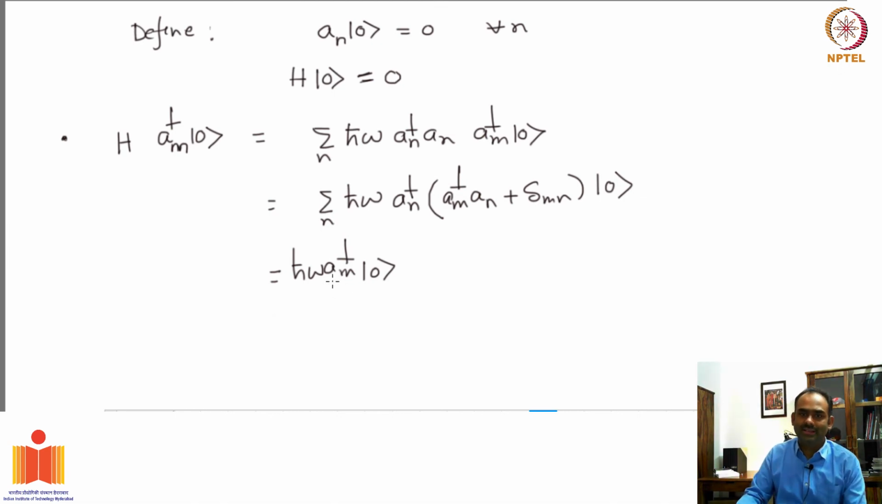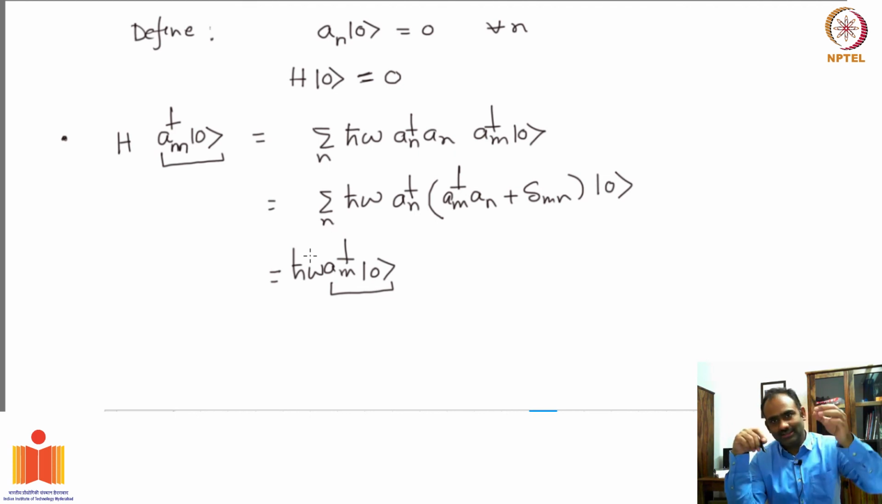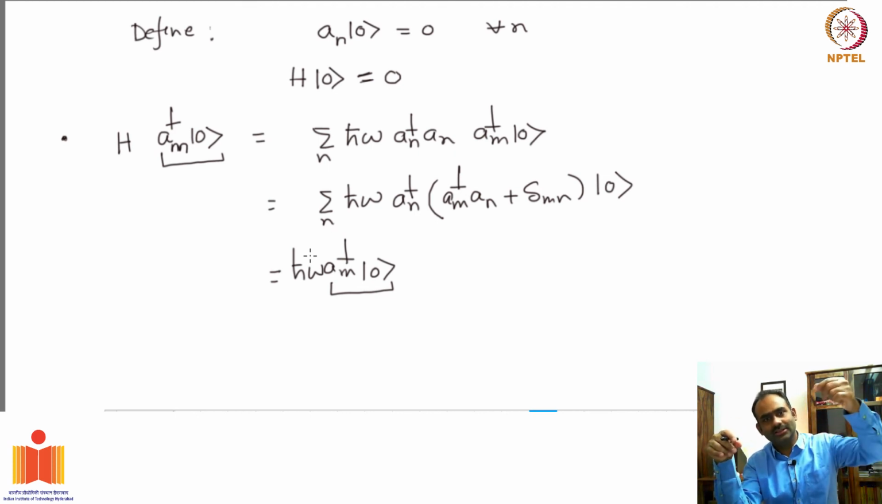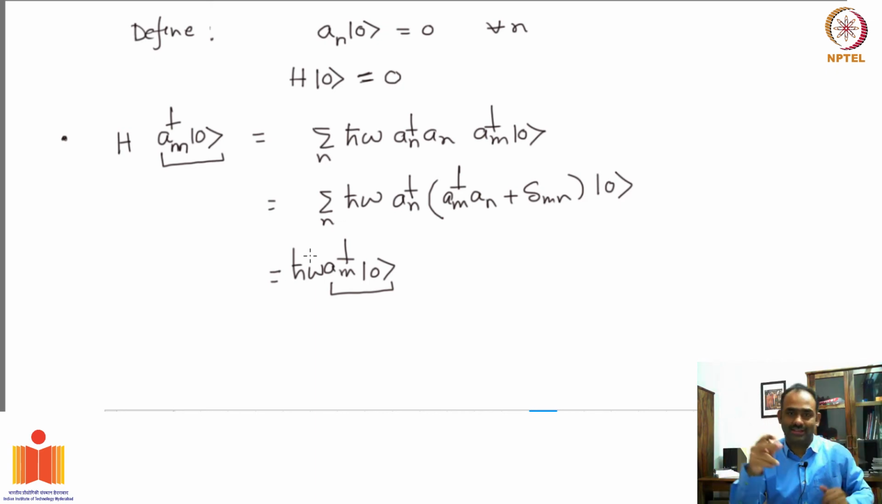Okay, so you see that this state is an eigenstate of the Hamiltonian with energy h bar omega. So if you excite any of the harmonic oscillators to the first excited state, that state where one oscillator is excited is an eigenstate of the Hamiltonian of your theory. Okay, that's what it means.